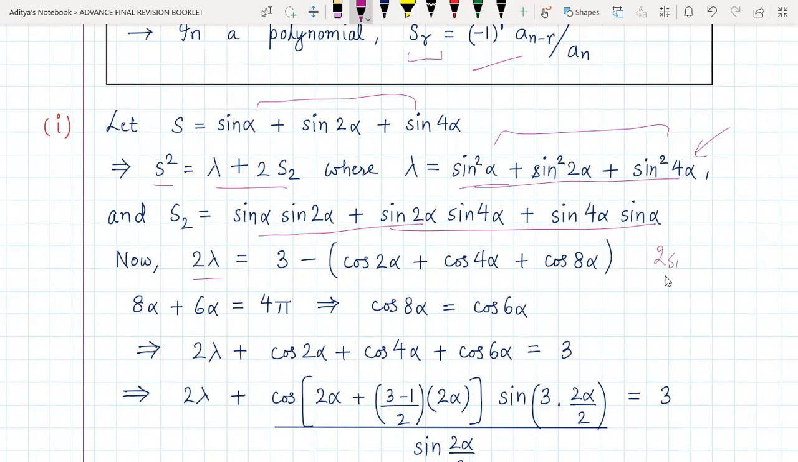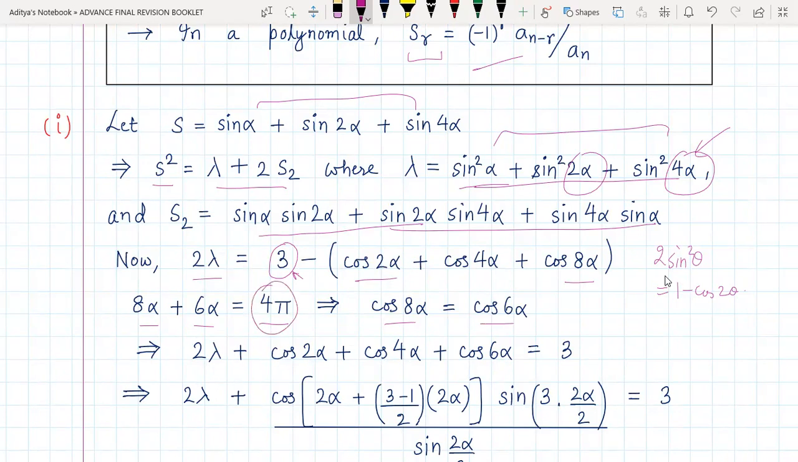But 2 sine square theta, I'm writing it as 1 minus cos 2 theta. So basically that's how I have gotten 3 here, and minus the sum of cos 2 alpha plus cos 4 alpha plus cos 8 alpha. That's how we have been able to write it. But of course we can note that 8 alpha plus 6 alpha would be 14 alpha, and 14 alpha would be 4 pi because alpha is given to be 2 pi by 7. So that's why cos 8 alpha can also be written as cos 6 alpha.